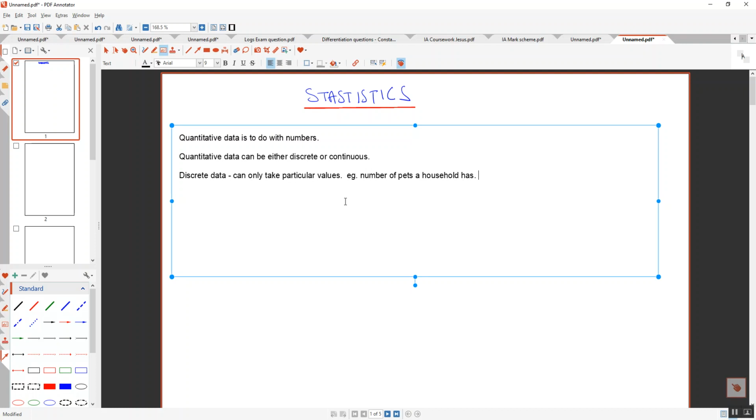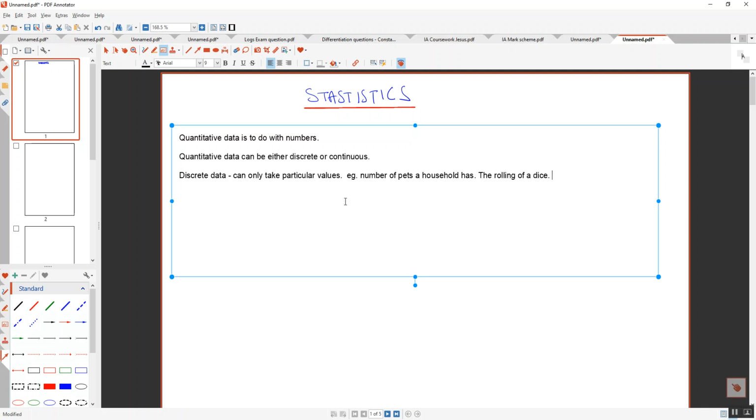I thought continuous was like 1 to 3 pets. No, it's not a range. Discrete is when it's just an integer, and continuous is just anything. So also discrete, the rolling of a dice. Yeah, is discrete because it can only take the values 1, 2, 3, 4, 5, and 6.